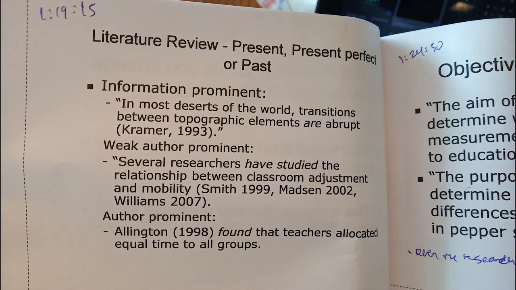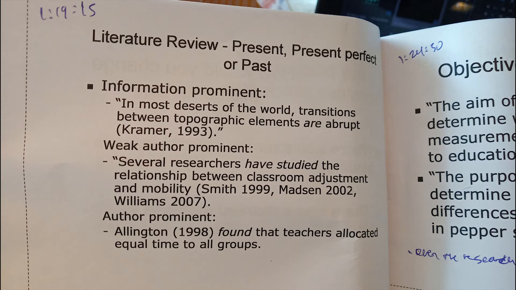The last one is single study. Allington found, one time, found, past tense, that teachers allocated equal time to all groups. In our literature review, I think this is the most common form we use. Most of the time, the previous study is not a fact, but it happened one time, so we will be using a lot of past tense throughout our introduction.